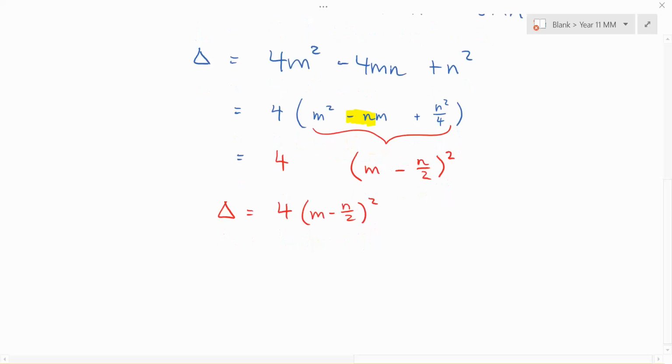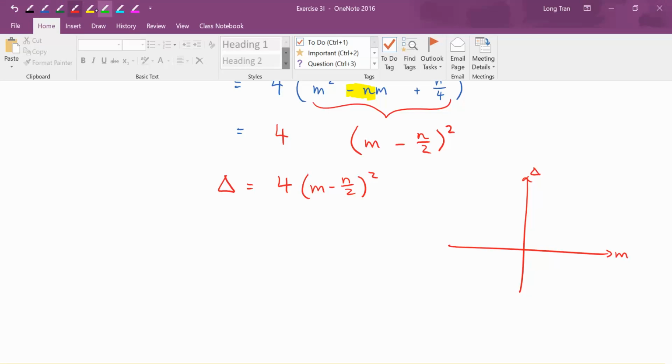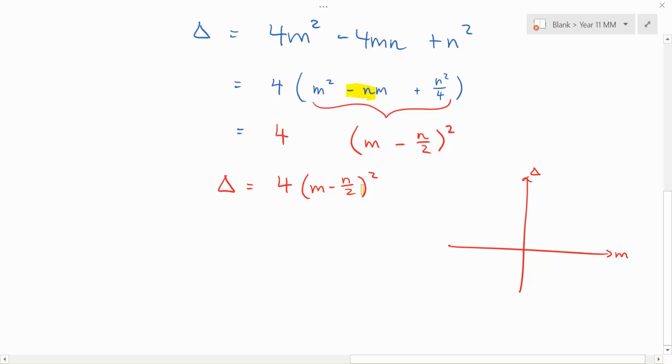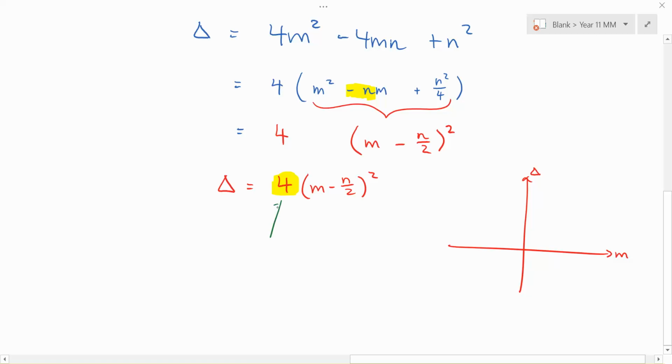Now why is this always going to give you a rational solution? Well, think about it, if you're going to sketch this graph, discriminant by m, what you can see, reading from exercise 3D, is this is a positive graph, positive 4. It's narrow. So it's positive and narrow. This is m minus n on 2. So if you let it equal 0, it tells you that you're moving to the right by n on 2.